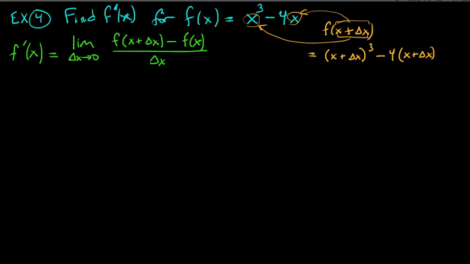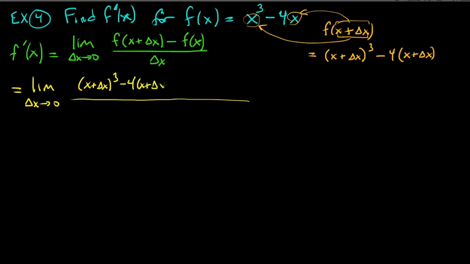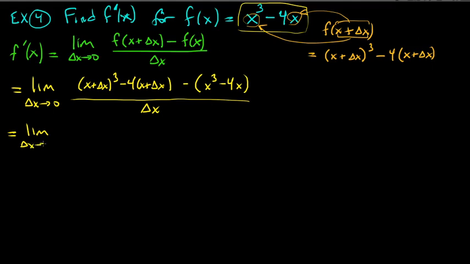Okay, so now we're making some progress here. The f of x plus delta x is x plus delta x to the 3rd power minus 4 times x plus delta x. And then we just subtract f of x. So f of x is just x cubed minus 4x. Again, don't forget the parentheses because you want to subtract the whole thing.